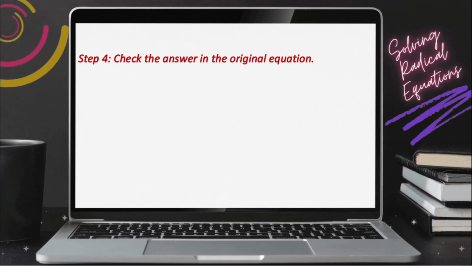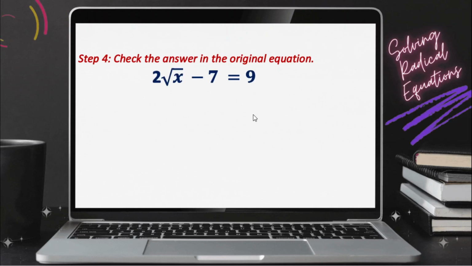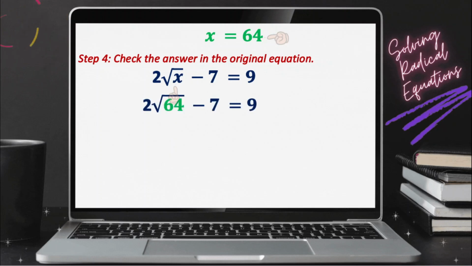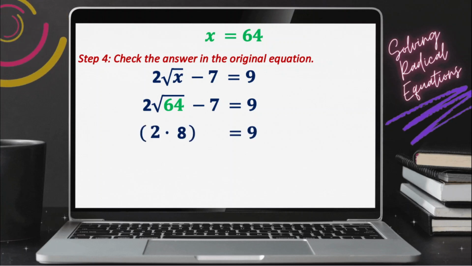Step number 4, our original equation is 2 square root of x minus 7 is equal to 9. Our obtained solution is x is equal to 64. Substitute natin si 64 kay x. So, magkakaroon tayo ng 2 square root of 64 minus 7 is equal to 9. Square root of 64 ay 8. So, si 8, imumultiply natin sa 2 na nandito.